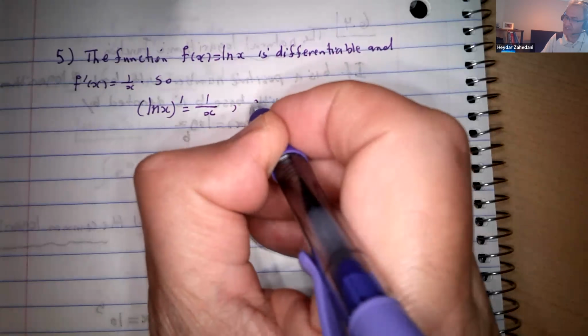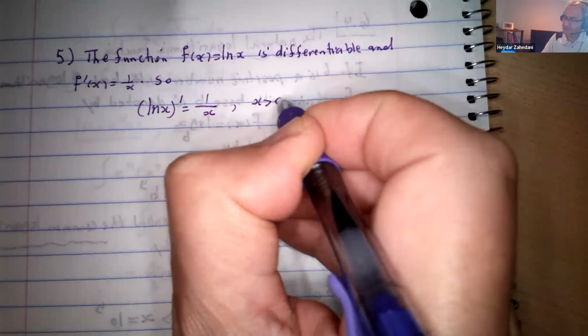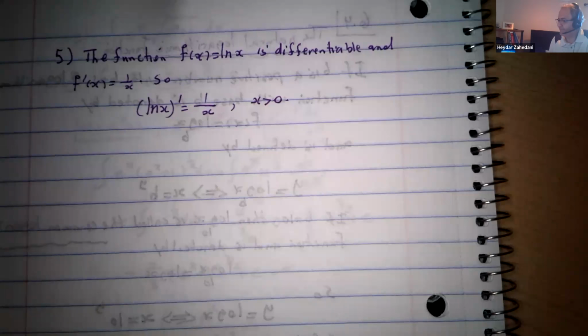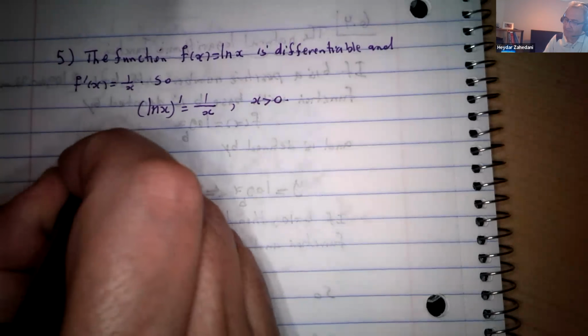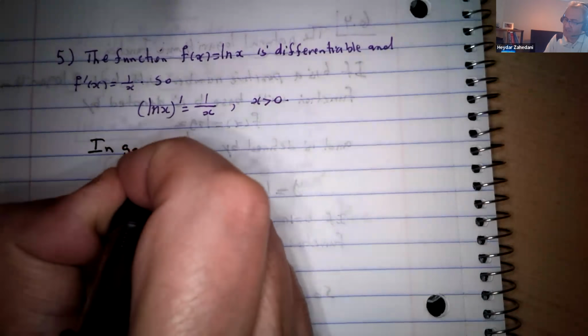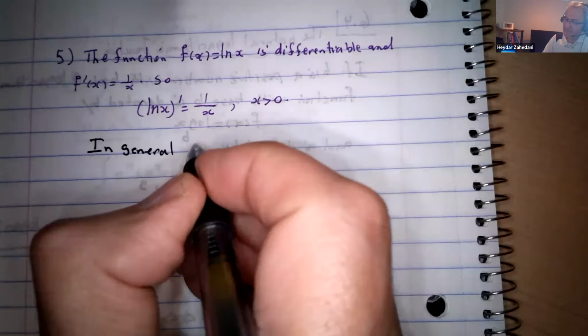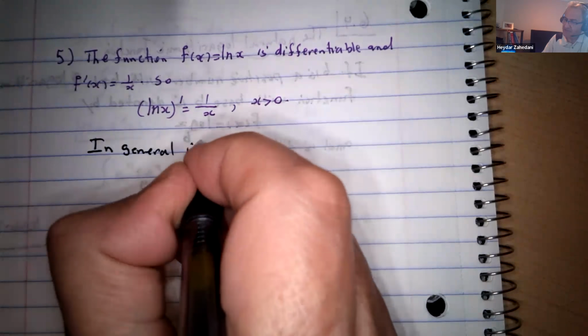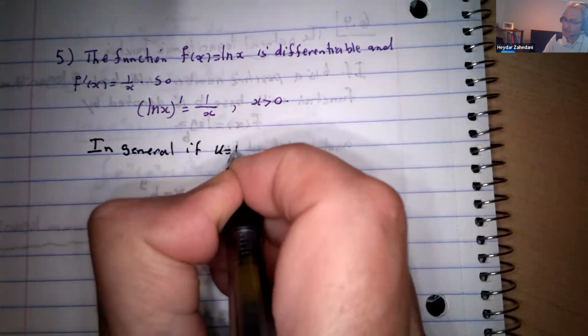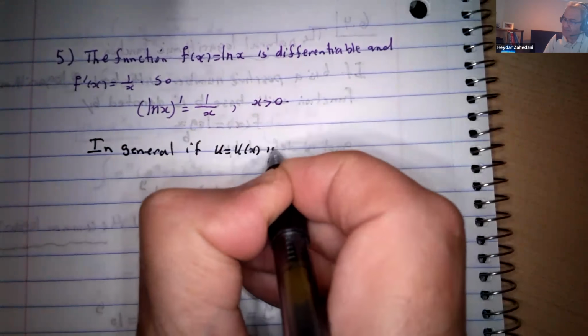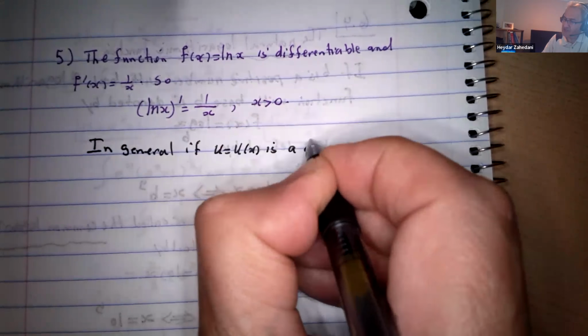Of course, you know that x is positive. And in general, if you have anything other than x, you can use the chain rule. In general, if u, as usual, equal to u of x, is a differentiable function.